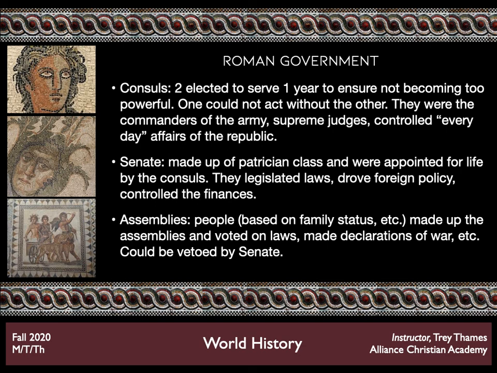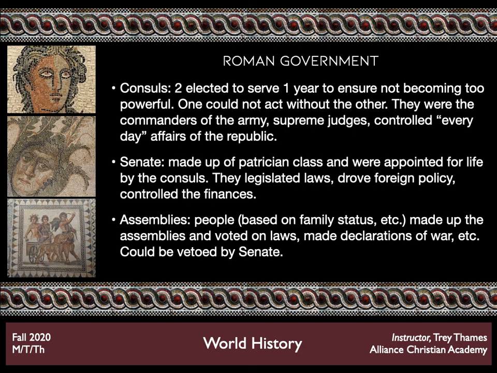But then there's a Senate, and these are basically, remember the patricians, the noble class? Well, this is basically them. And they're appointed for life to be in the Senate. And they're going to create the laws, drive the foreign policy, and importantly, control the finances. If a consul wanted to go to war, they had to go to the Senate for the finances. And again, we have something similar to that in our own government. The president can declare war, but the Senate has to approve the funding, or the Congress.